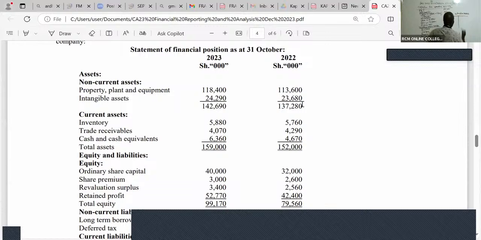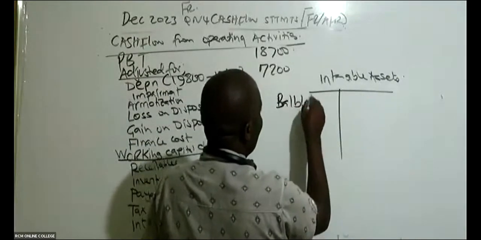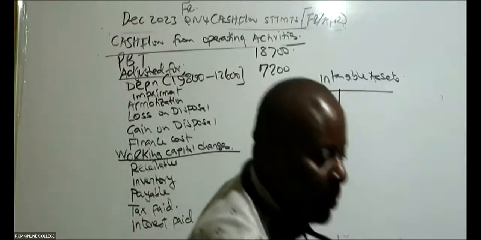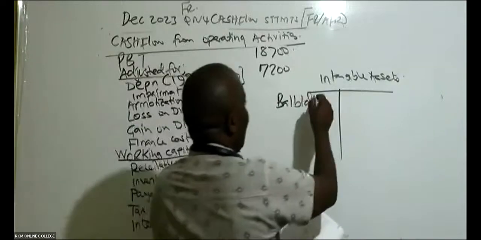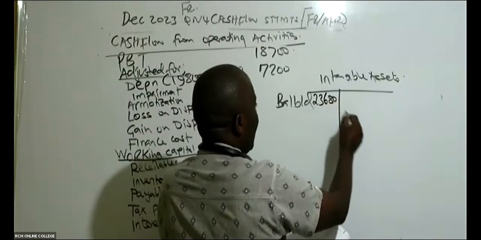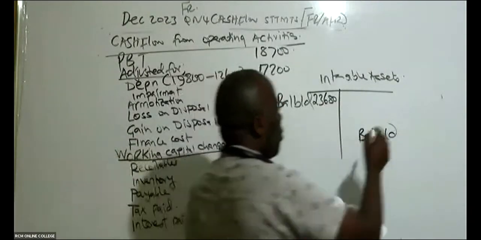So I can see intangible assets. The 2022 is the brought down. Remember, 2022 is the brought down. 2023 is the carried down. So this being an asset, I know that this intangible 23,680 will be debited, because this is an asset you debit. So we have here balance brought down, that I have here in my intangible is 23,680. And then I have balance carried down.